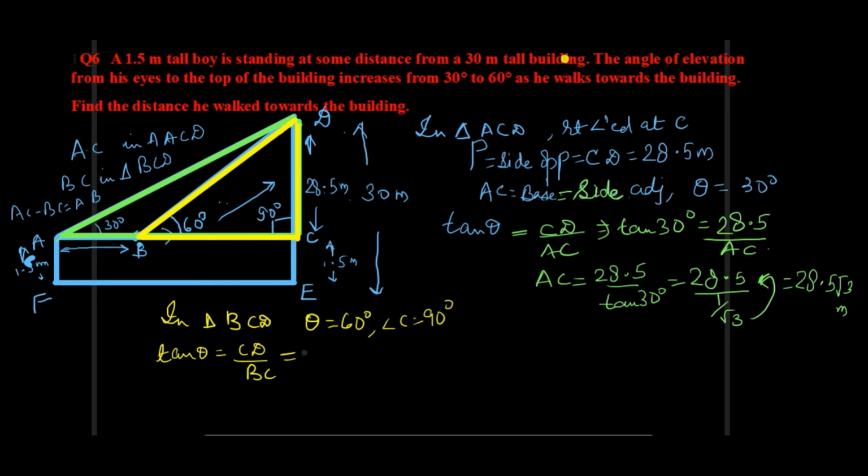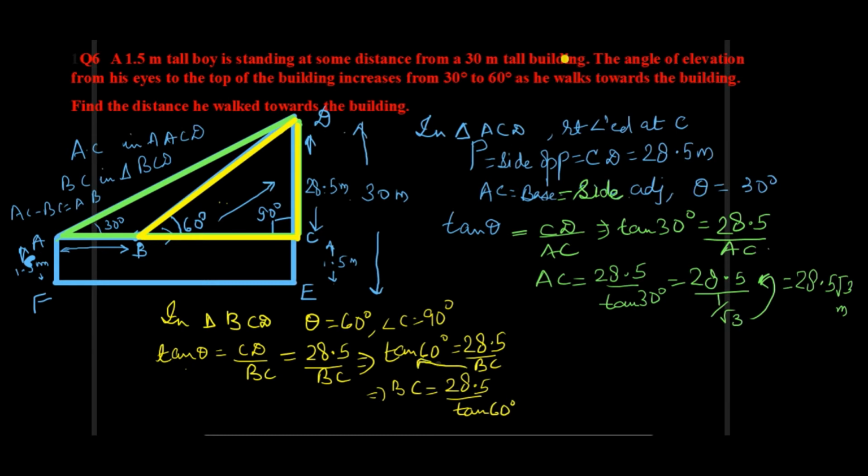So CD is how much? CD is again 28.5 and BC we need to find. And also now put the value of tan theta, so tan 60 degree is equal to 28.5 upon BC. So BC will be 28.5 upon tan 60 degree, that you know how to do it. This BC will go up and tan 60 degree will go down. So it will be 28.5, tan 60 degree is root 3.